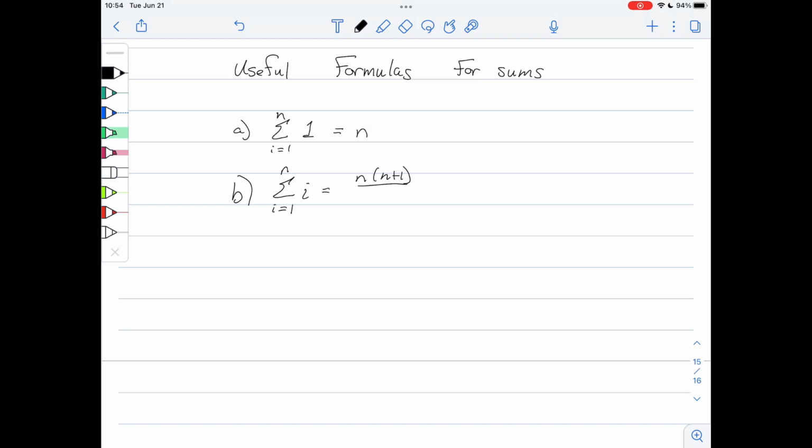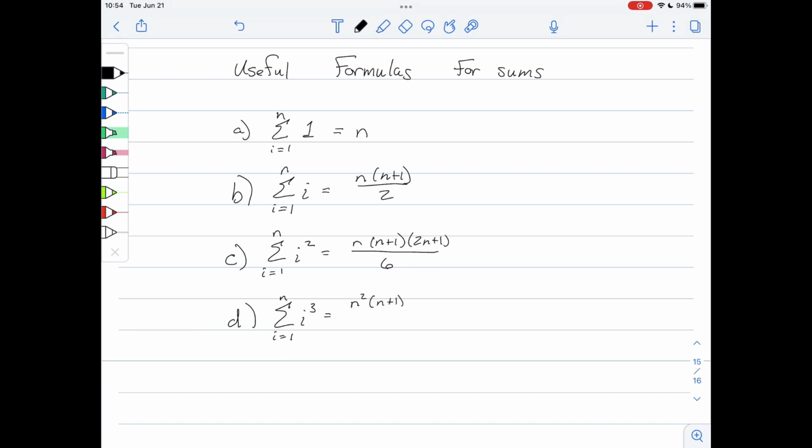I'm going to show you guys why that works, but you don't actually need to know the details as to why it works. Just know this is what it is. In similar ways, you can prove parts C and D, but C says that the sum of i squared from 1 to n is n times n plus 1 times 2n plus 1 all over 6. And the last one, we're just going to look at i cubed as we sum up from 1 to n, and that's going to be n squared times n plus 1 squared all over 4.